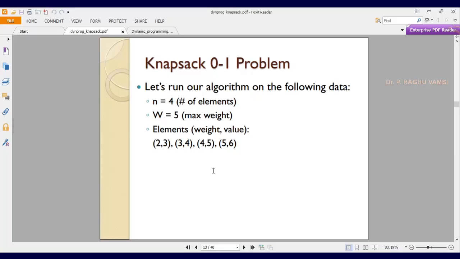Let's run our algorithm on the following data. There are 4 elements, that is n is equal to 4, and the maximum weight to be considered for the bag is 5. Now the elements and the corresponding values are like this: elements, weight and value. The first element's weight is 2 and its value is 3. The second element's weight is 3 and value is 4. The third element's weight is 4 and value is 5. And the final, fourth element's weight is 5 and value is 6.